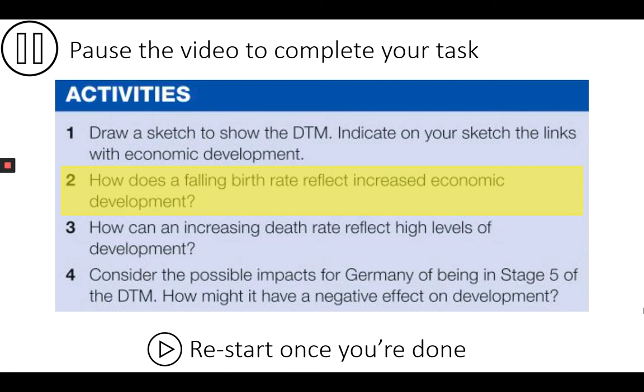Next up is activity 2. Pause the video whilst you copy down the question. Use your notes and what we've discussed in this video to help you write your response. Restart the video when you're ready to mark your work.